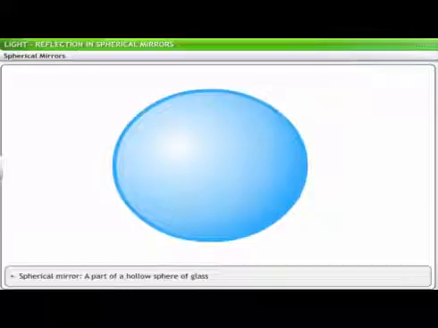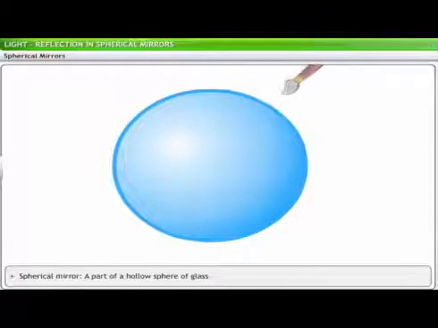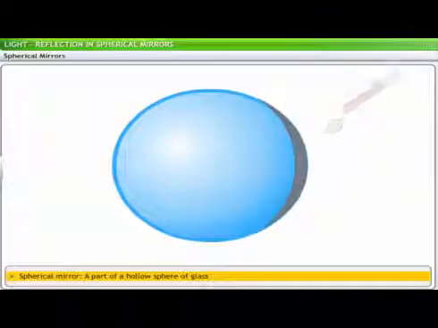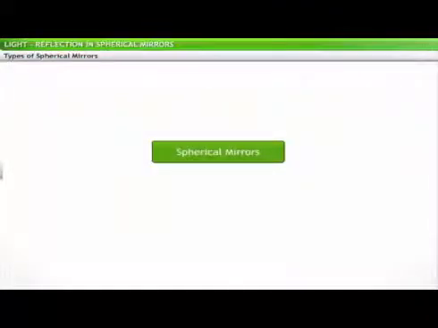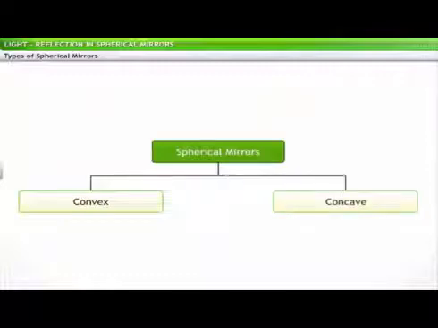A spherical mirror is made from a part of a hollow sphere of glass. In other words, it is a plain glass bulging inwards or outwards. Spherical mirrors are further classified as convex and concave mirrors.